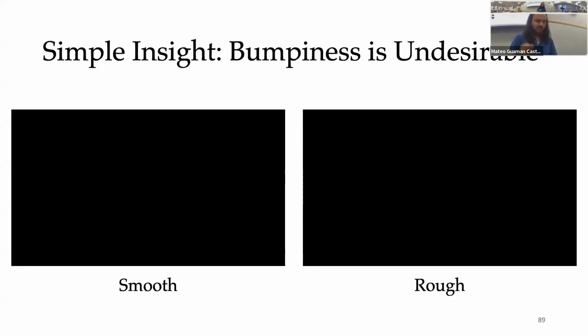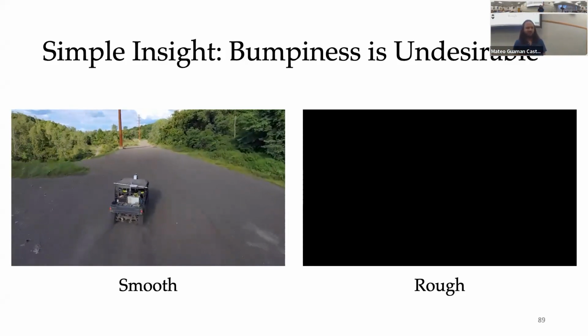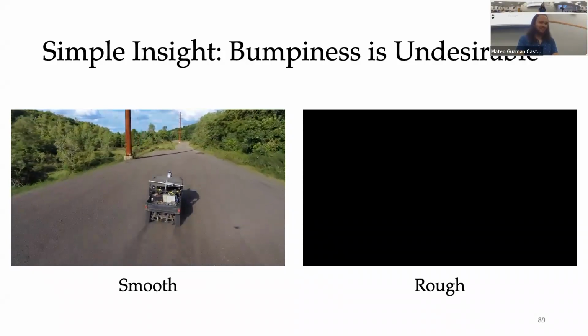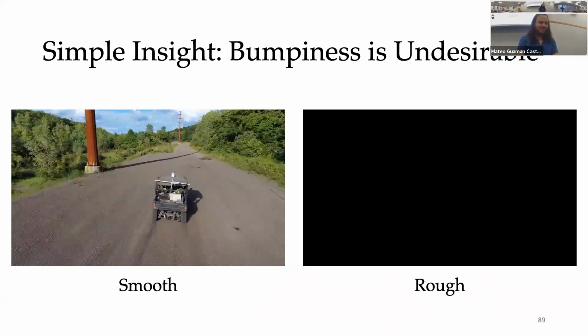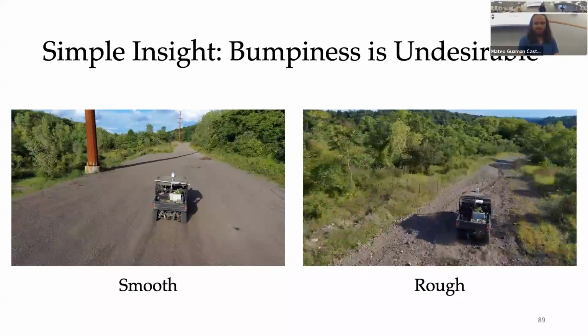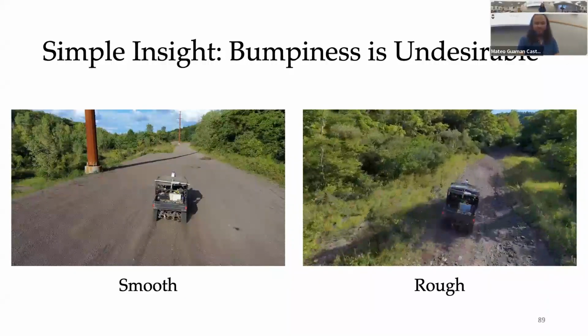There's a very simple insight to this. There are some things in the environment that are very undesirable, and bumpiness is one of them. When you drive over things and you're shaking around, you don't want that. Just as an example of that, this is Sam Triest driving me on the vehicle over a very smooth trail. And this was quite nice. It was not a lot of vibration. This is him driving me over rough terrain downhill, and I was very scared and very shaky. So it was not very nice.